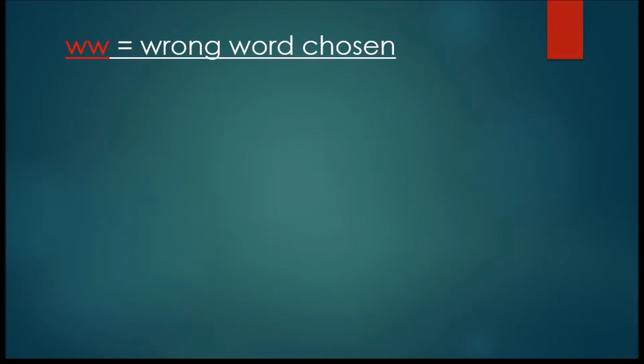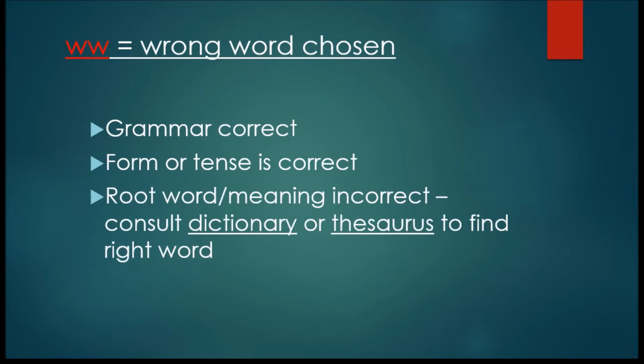So for WW, wrong word chosen, what that means is the word you've chosen may be grammatically correct, so it may be the right form or tense, but the meaning is incorrect. So it's the right type of word, it's just that the root word, the root meaning, is incorrect. So if you see WW written over a word, you know that it functions correctly, it's grammatically correct, but you need to consult a dictionary or a thesaurus to find a word that carries the correct meaning.